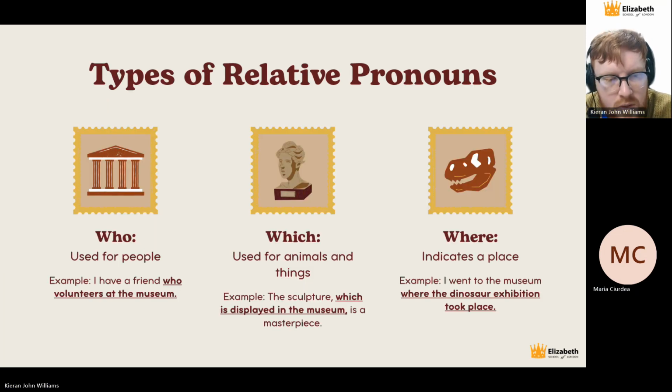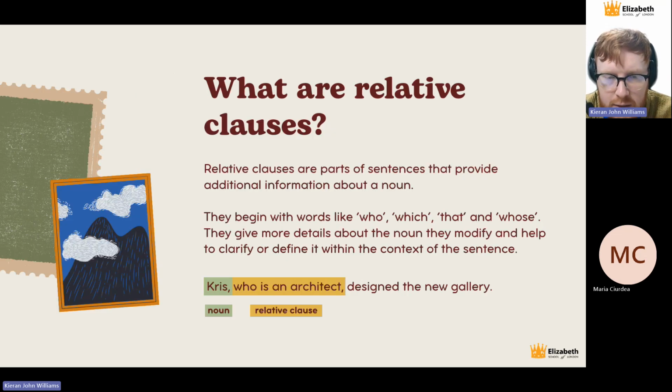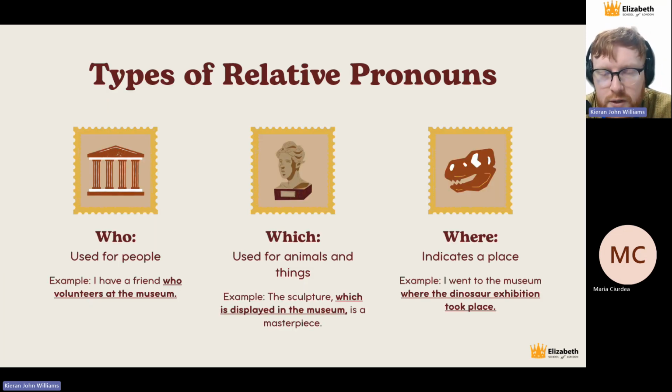So when we make relative clauses, we always need to use these words like who, which, that, whose. Okay, so there are 4 of them, but we're actually going to be looking at the 6 different words that we can use. So the first one we use is who, and who is used to describe people. The example is I have a friend who volunteers at the museum. So the who part is describing the friend.